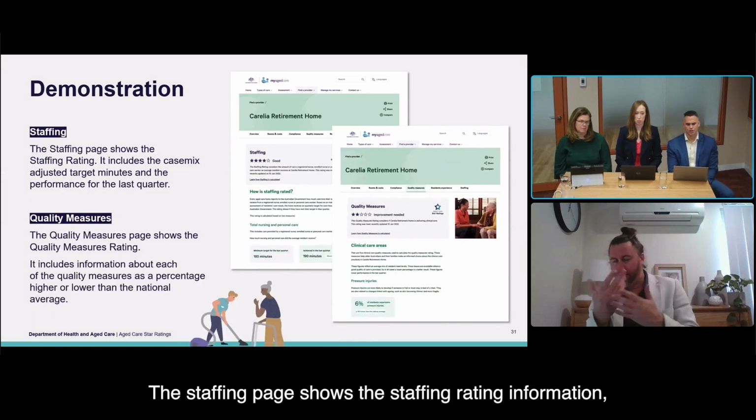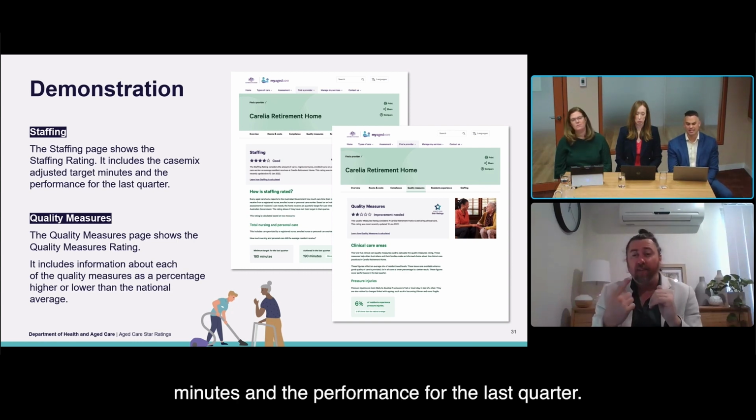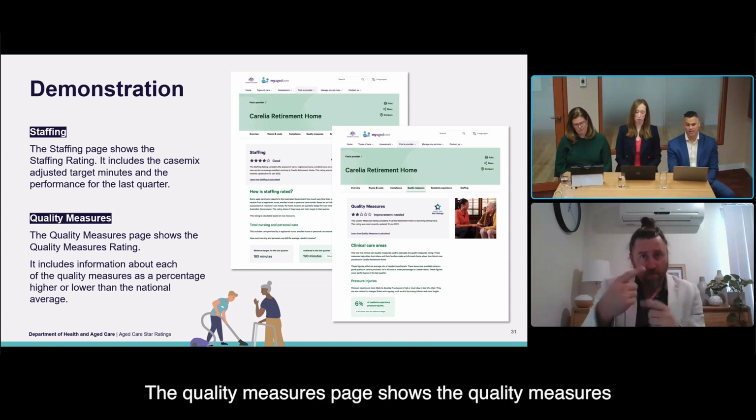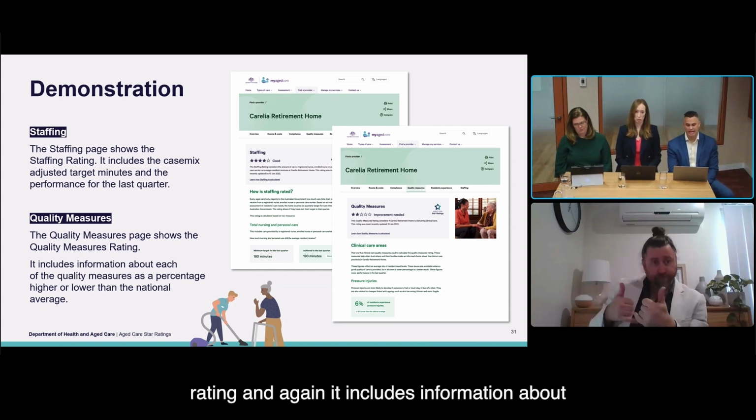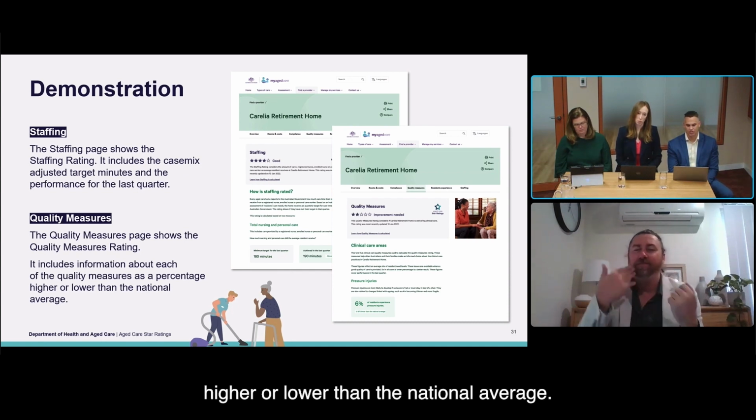The staffing page shows the staffing rating information, includes the case mix adjusted target minutes and the performance for the last quarter. Quality measures page shows the quality measures rating, and again it includes information about each of those quality measures as a percentage of higher or lower than the national average.